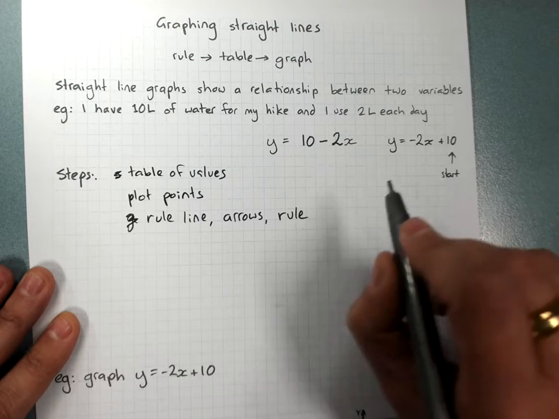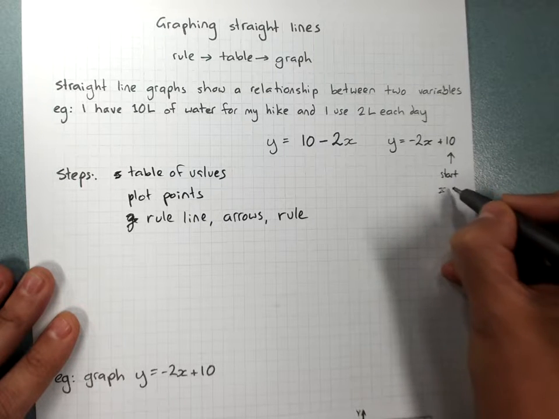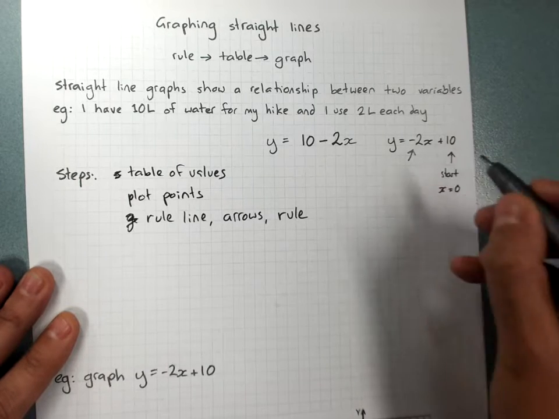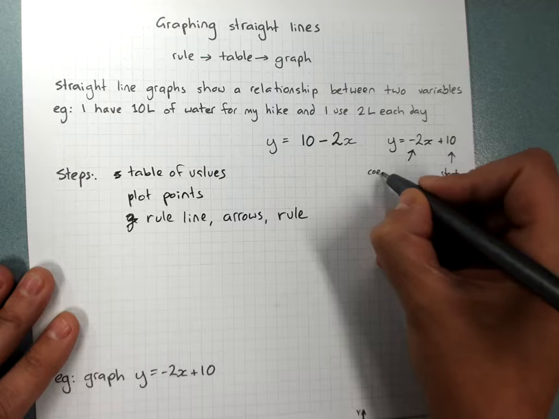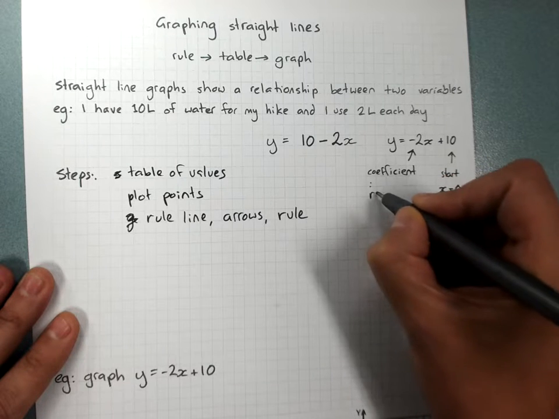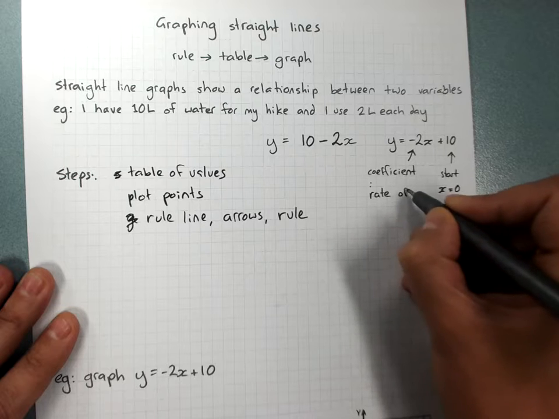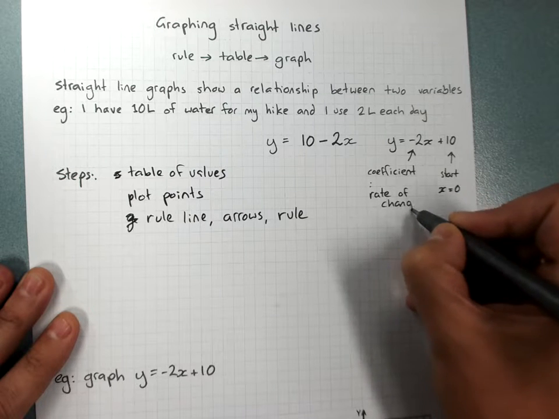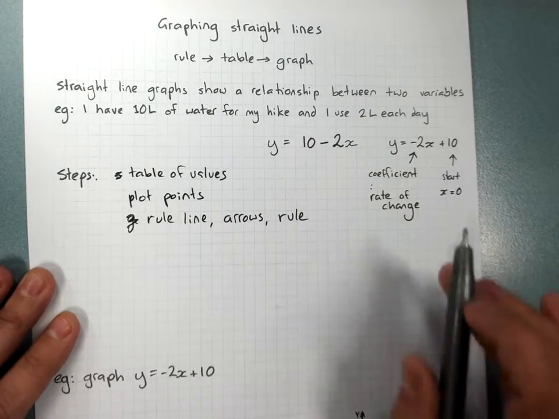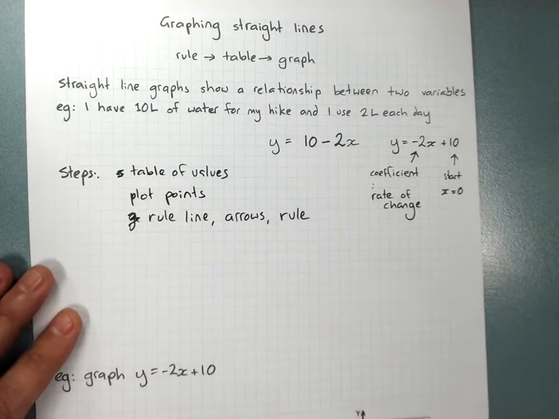When X is 0, I start at this point, and the coefficient of X, the number in front of it that it's multiplied by, is my rate of change. So I'm dropping 2 litres per day. So the rule has a lot of meaning.